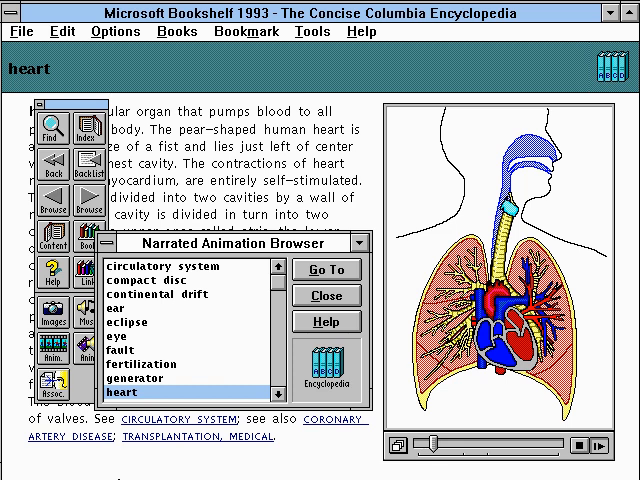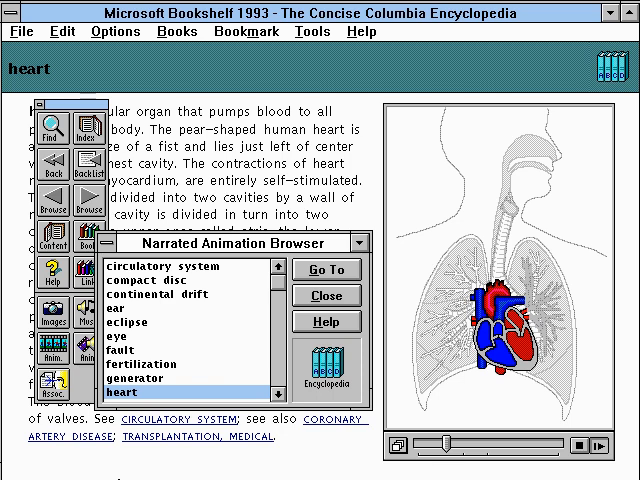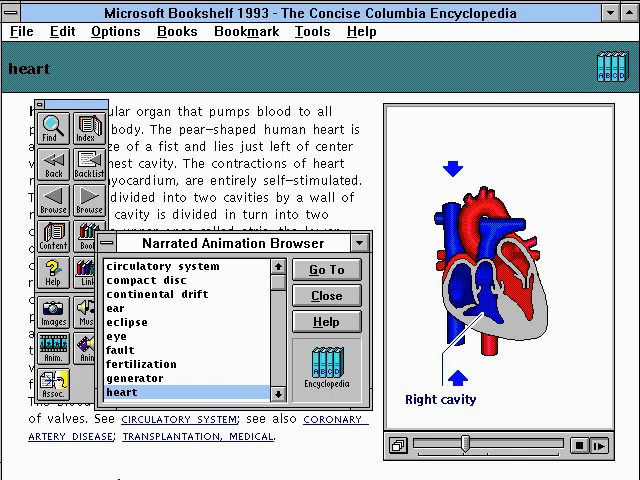The heart is a muscular organ that pumps blood to all parts of the body. It can be divided into two cavities. Two pumps work simultaneously. The right cavity takes in oxygen-poor blood from the body and pumps it to the lungs. The left cavity takes oxygen-rich blood from the lungs and returns it to the body.